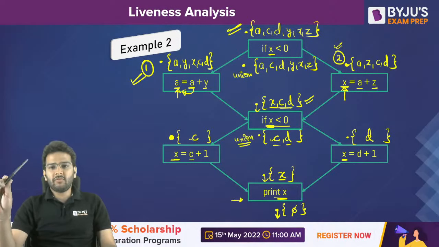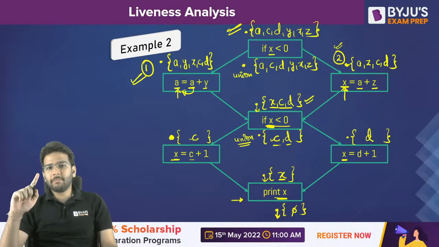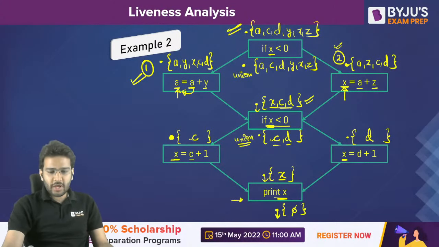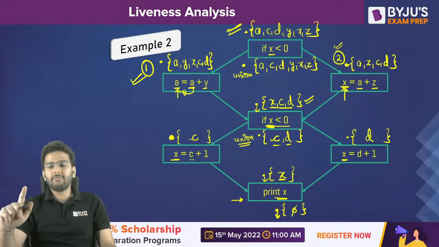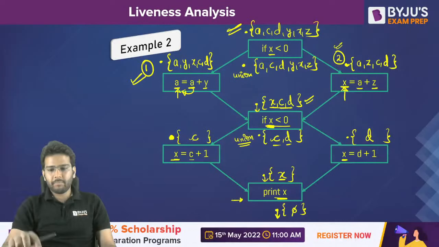Remember, every time we have to take the union, so don't make a mistake in that, okay? Is it clear to all of you? Now we are going to have another example where we are going to have a loop. In case of a loop, it works a little differently. So I hope it is clear. Second example, just give me confirmation in the chat box. Then we are going to proceed to the third example, which is very important.